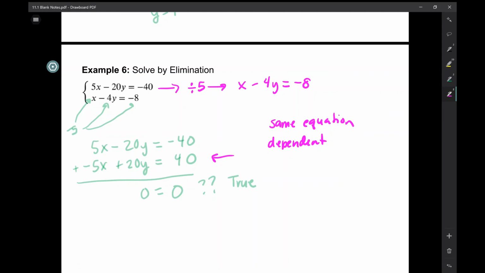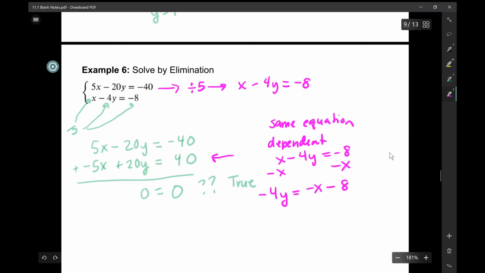So the way we write the solution to this equation is I had to take one of the equations and solve it for y equals. So let's take x minus 4y equals negative 8, and we're going to solve this for y. Subtract x from each side, and we get minus 4y equals minus x minus 8. Divide everything by negative 4, and we get y equals 1/4 x plus 2.